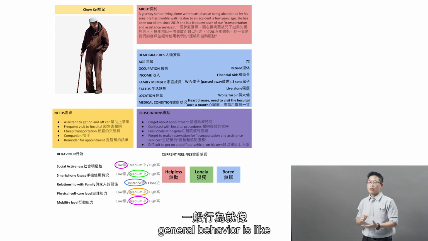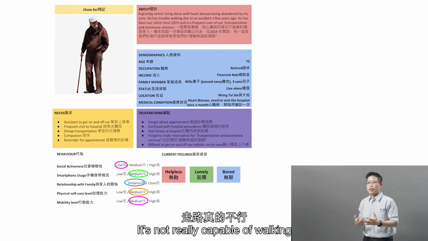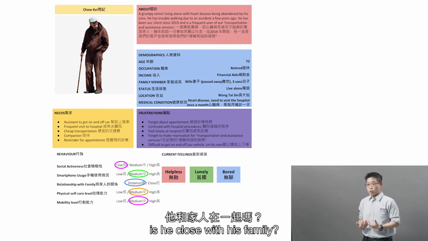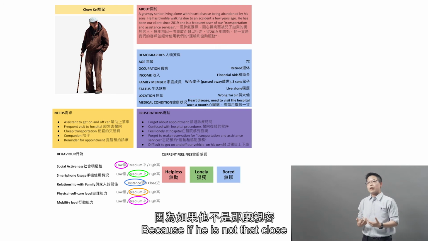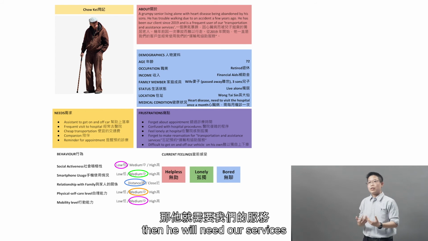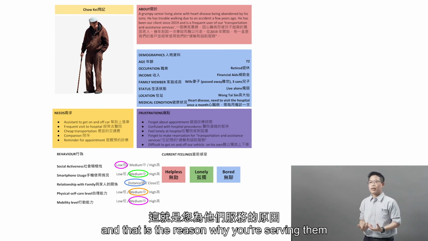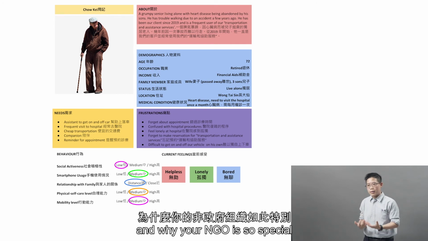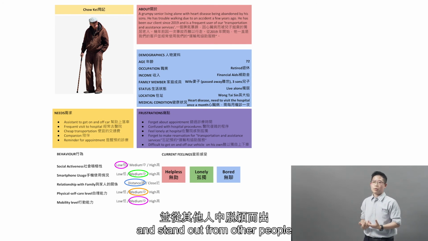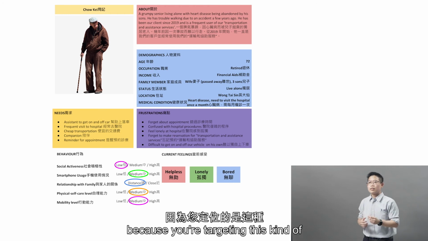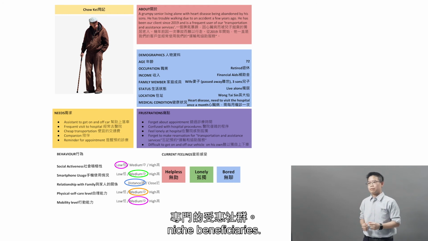General behavior is like: mobility level is low. He's not really capable of walking. And we want to know, is he close with his family? Because if he is not that close, then he will need our services more than other people. And that is the reason why you're serving them and why your NGO is so special and stands out from other organizations, because you're targeting this kind of niche beneficiaries.